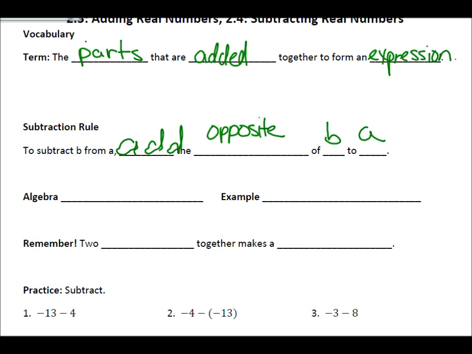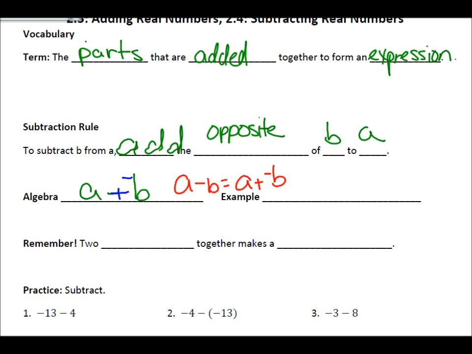So for example, let's say I have A minus B. In order to do this, I'm going to add the opposite. So instead of having A minus B, I'm going to have A plus negative B. Then it's an addition problem that we work just like we did the last section.